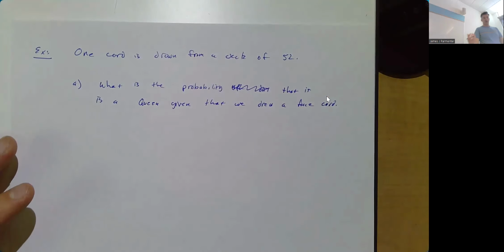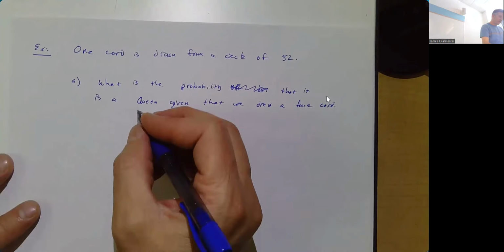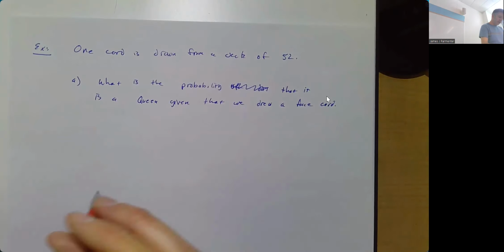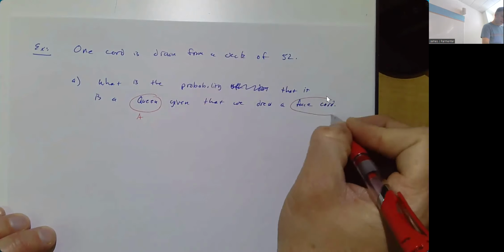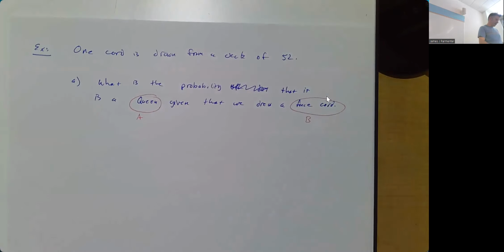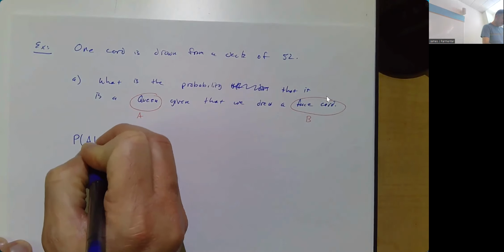For those of you who are not as familiar with the deck of cards, a face card is either a jack, a queen, or a king. Those are the face cards, because they literally have faces on them in a standard deck. So let's say that queen is event A and face card is event B. So we're really asking the question, what is the probability of A given B?